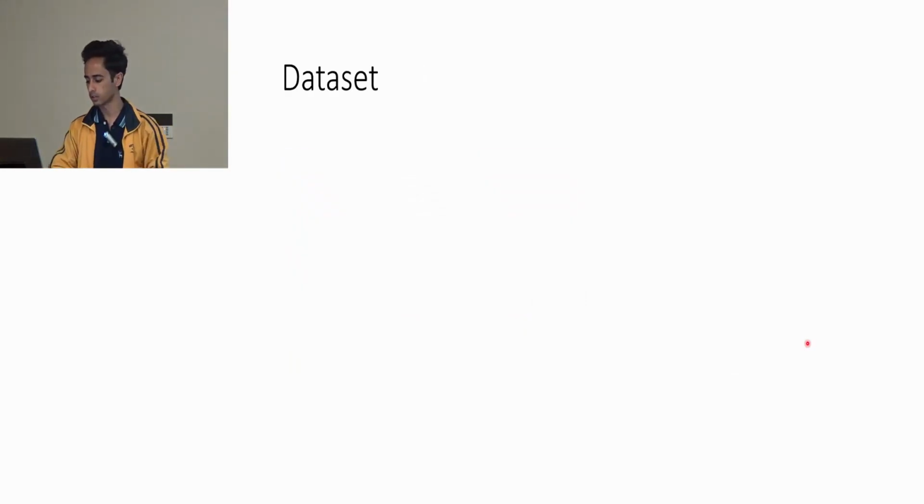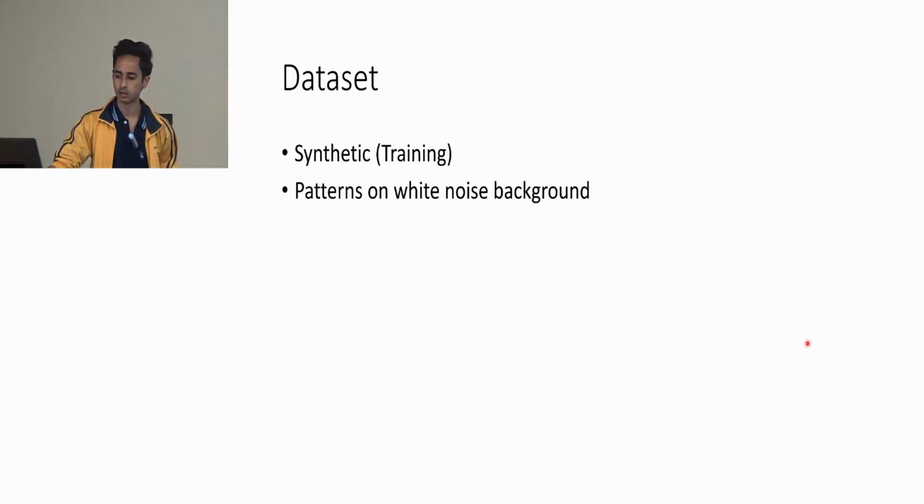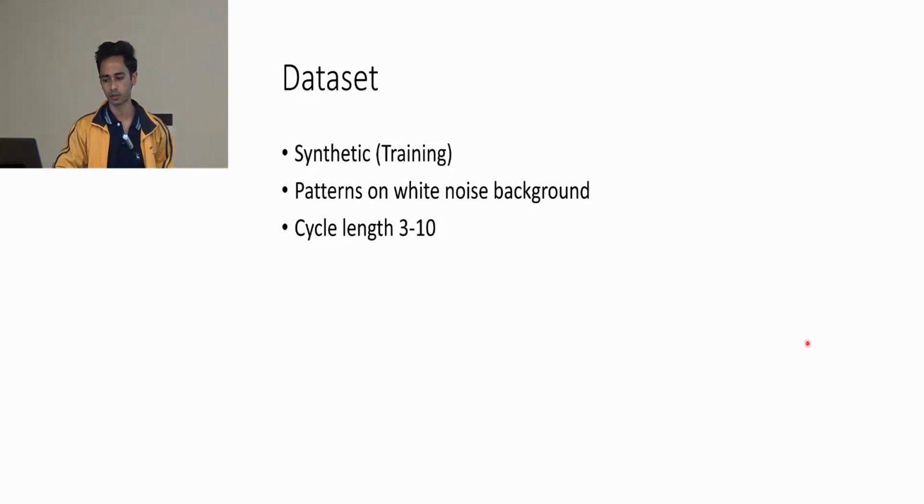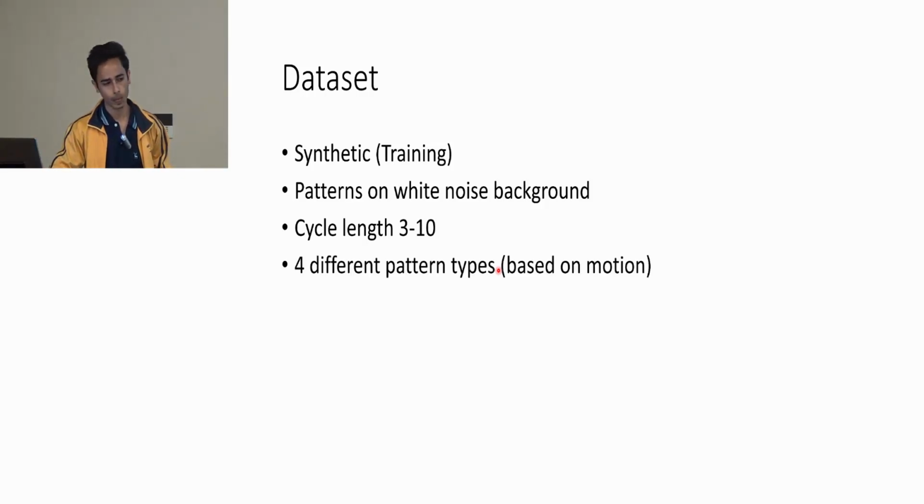Now, for their data, they use a synthetic data set for training. The synthetic data consists of patterns overlaid on a white noise background, and the patterns have cycle length between 3 to 10, so they repeat every 3 frames, 4 frames, up to 10 frames. The pattern moves to the next frame. And they have 4 different motions: linear motion, circular, shrinking and growing.